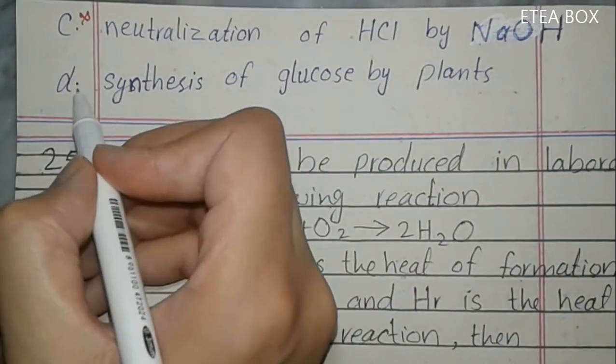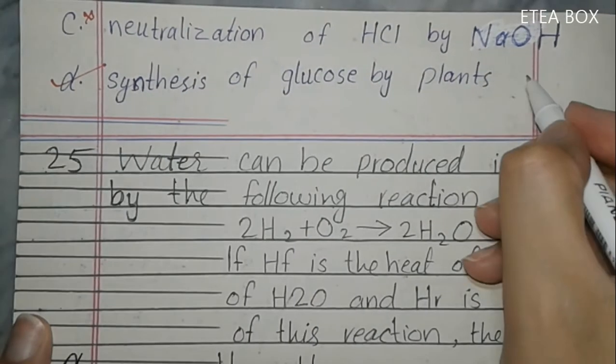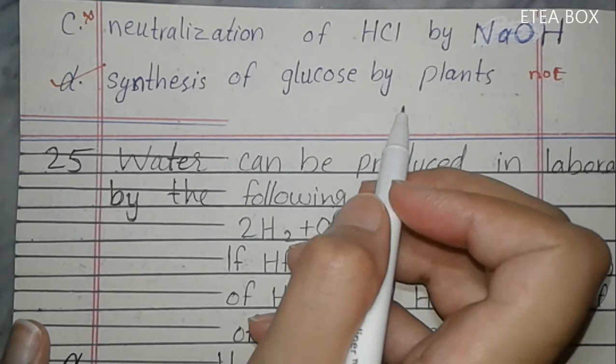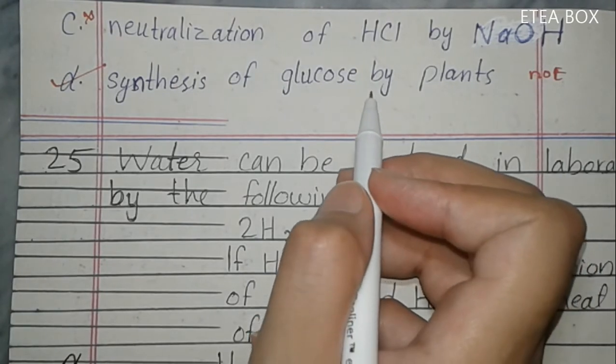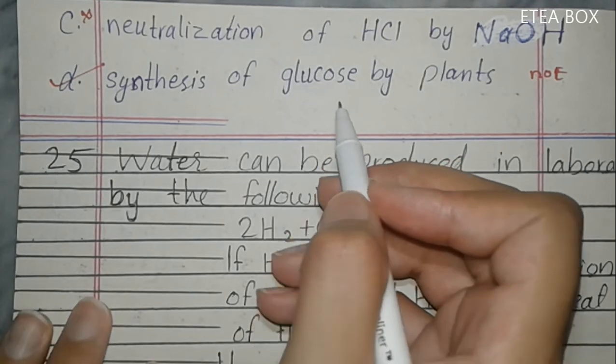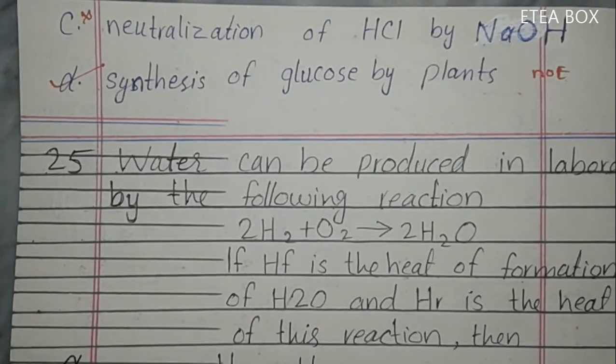Now look, D is correct. This is not spontaneous: synthesis of glucose by plants, because it requires sunlight. Without sunlight the glucose will not be synthesized by the plant, so this is a non-spontaneous process.